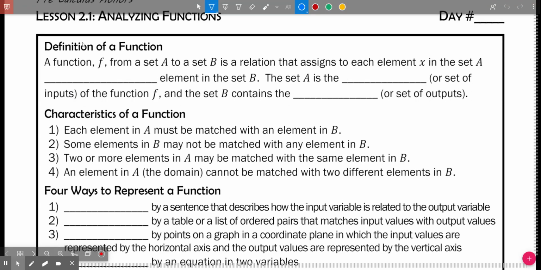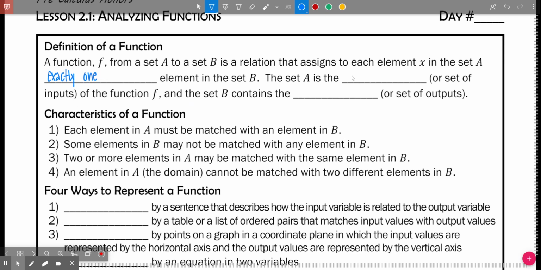The definition of a function. A function f from a set A to a set B is a relation that assigns to each element x in the set A exactly one element in the set B.